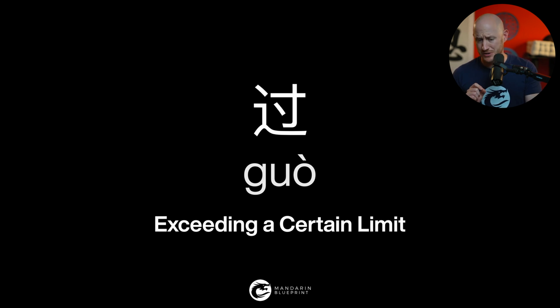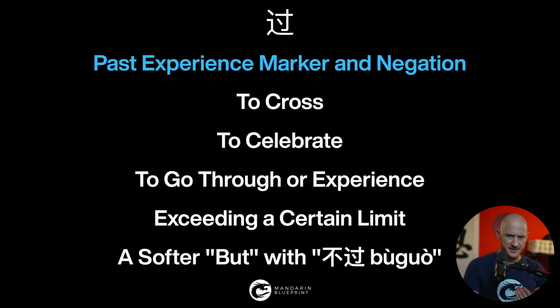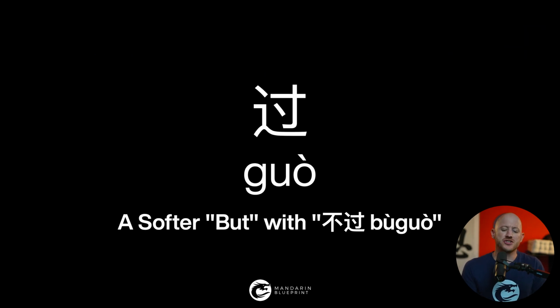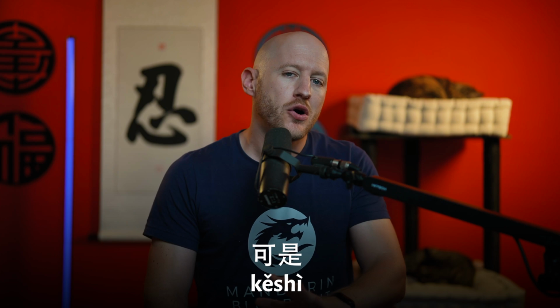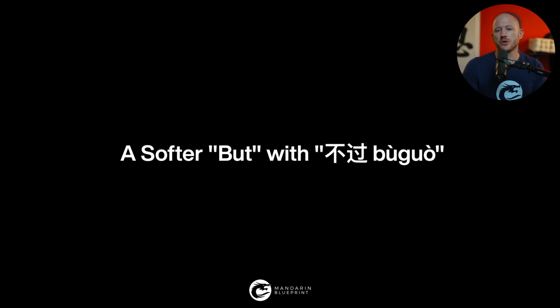And there's one more thing I want to talk about with 过, which is when you use it as a conjunction, but. Because people will often ask about this. There are a few different ways to say however or but in Chinese. And sometimes people say, well, what's the difference between 不过 and other ones like 但是 or 可是? And it's always that it's a bit softer. So let me show you what I mean.